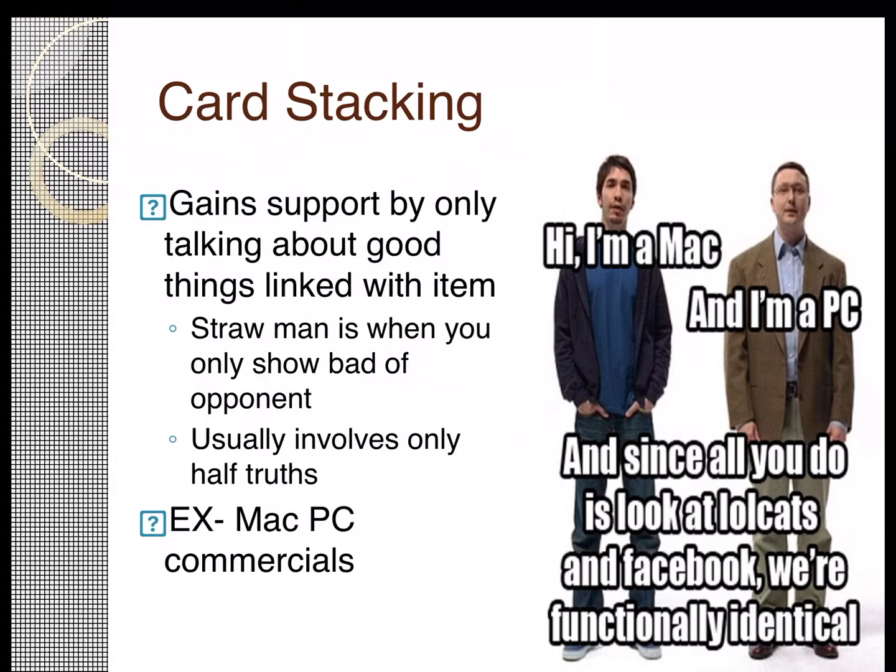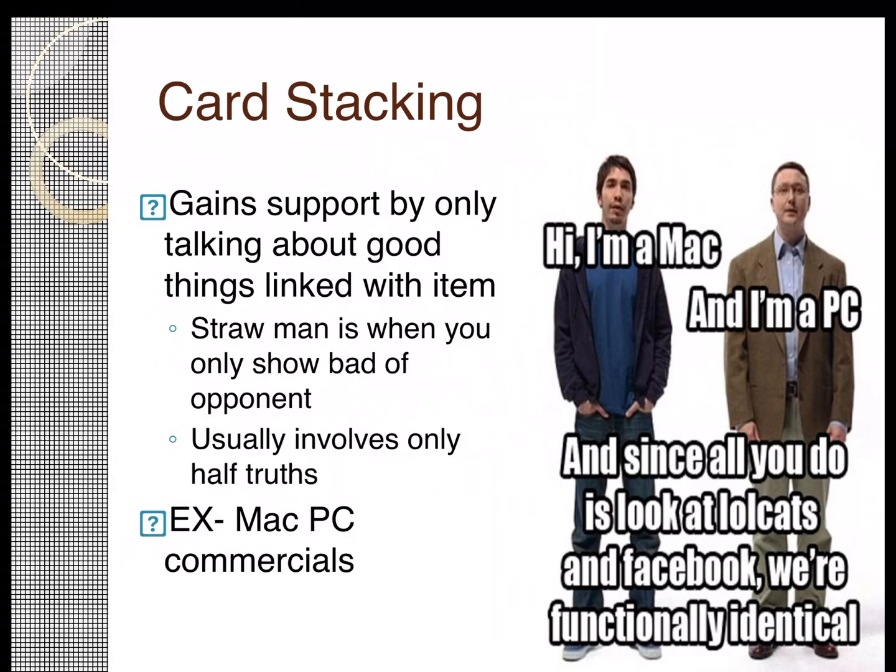The last one would be card stacking. All right, with this one, you give me half-truths. It's not the full story, but it's part of the story. So there was this old ad campaign between Mac and PC computers, and the Mac was always presented as really cool and relatable and approachable, and it could do all this stuff. And the PC was always presented as kind of old and out of date and stuffy and business oriented.